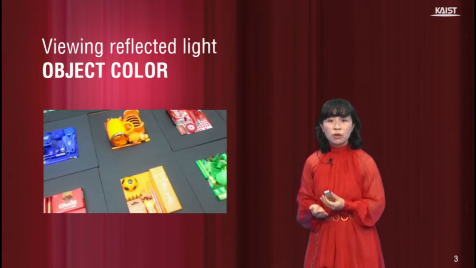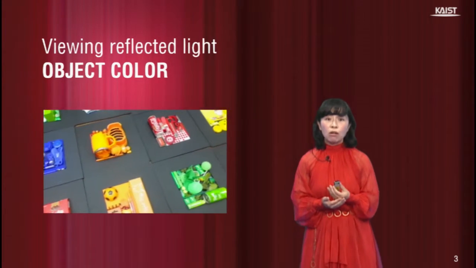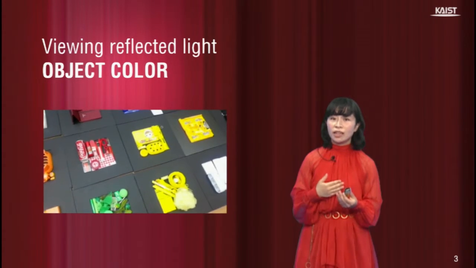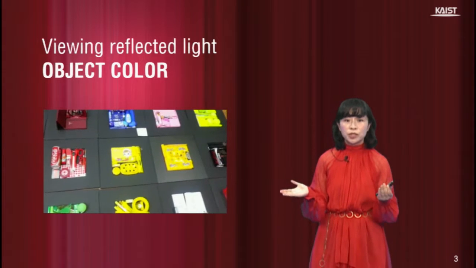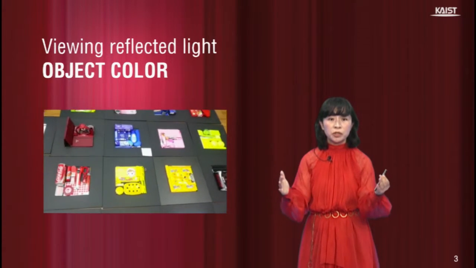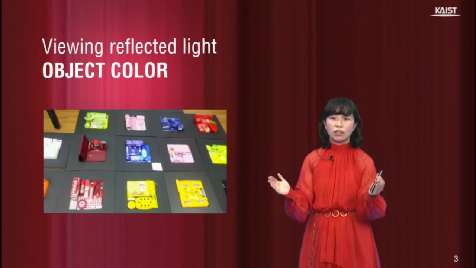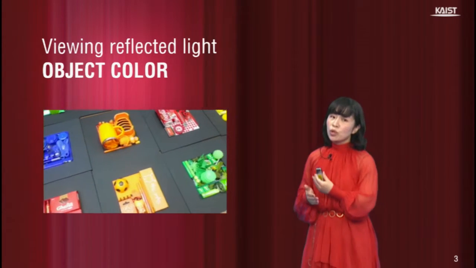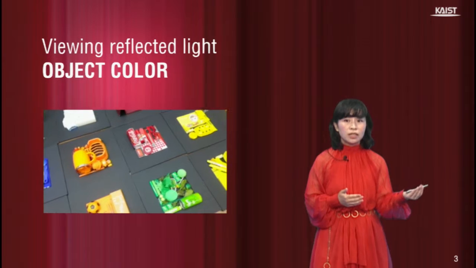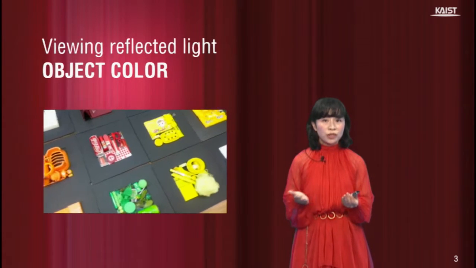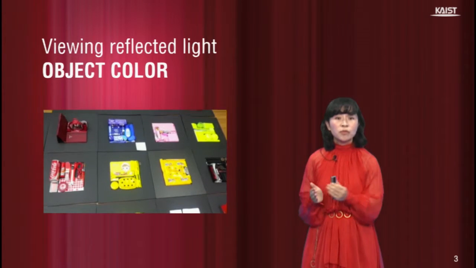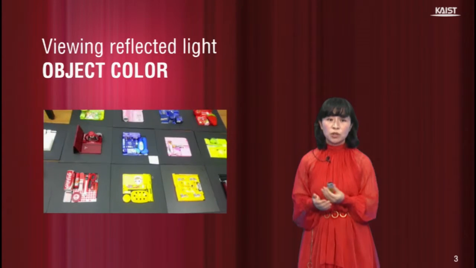In case of viewing reflected light, it is also called object color. In one of my design courses, I ask students to collect different materials in an identical color. Here are presented some results. Viewing different object colors is caused by two reasons. First, the reflectance rate of the object surface is different.